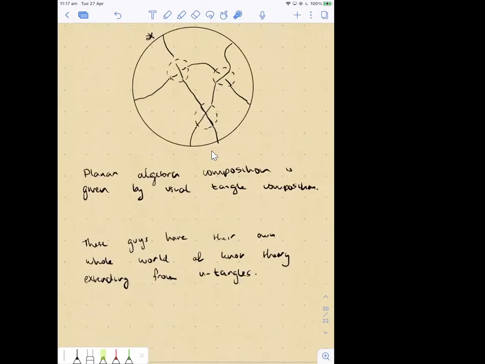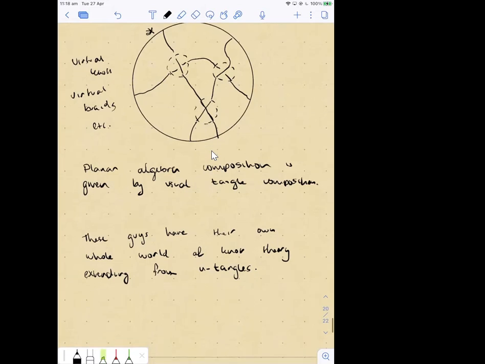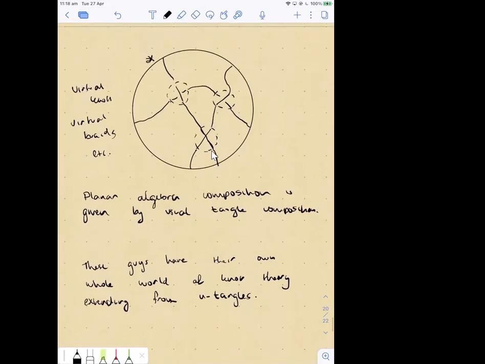And these have their own whole world of knot theory, which extends from usual tangles, where we again have virtual knots, virtual braids, etc. And in some ways, virtual knot theory makes the usual knot theory work better. There are some things in usual knot theory that don't work all the way, but virtual knot theory completes it in a way. They have their own whole world of virtual knot theory, which is cool in its own right.